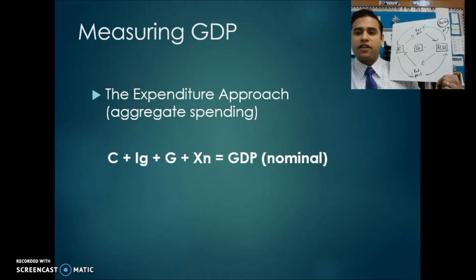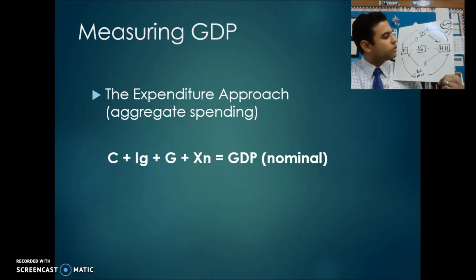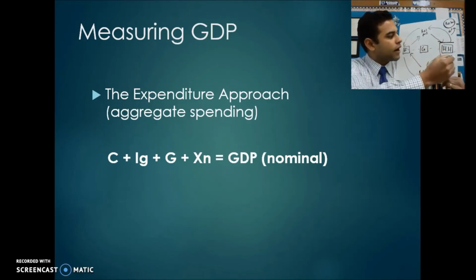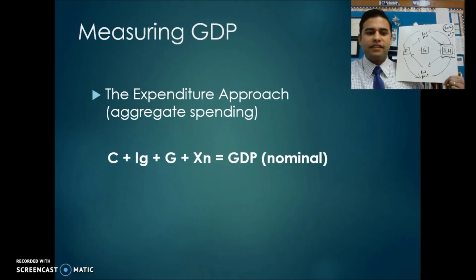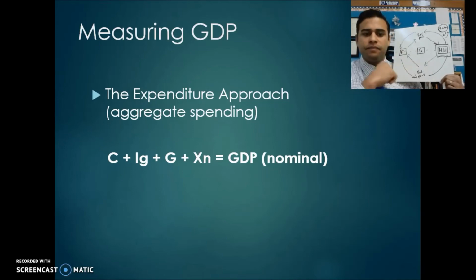So we're going to measure everyone's spending. Well, who is everybody? Well, the first folks out there who can spend are households. And that is what the C is in our equation. Consumption spending. Okay, so when households spend money, it's consumption spending.